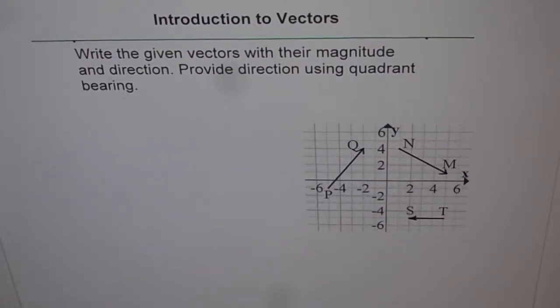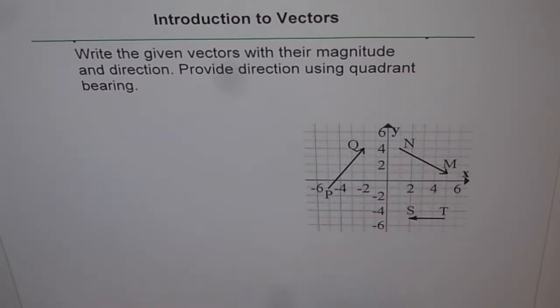Here is another practice problem for you. The question is, write the given vectors with their magnitude and direction. Provide direction using quadrant bearing. Remember quadrant bearing? You have to use north or south, and say how many degrees it is towards east or west. That is quadrant bearing, right?